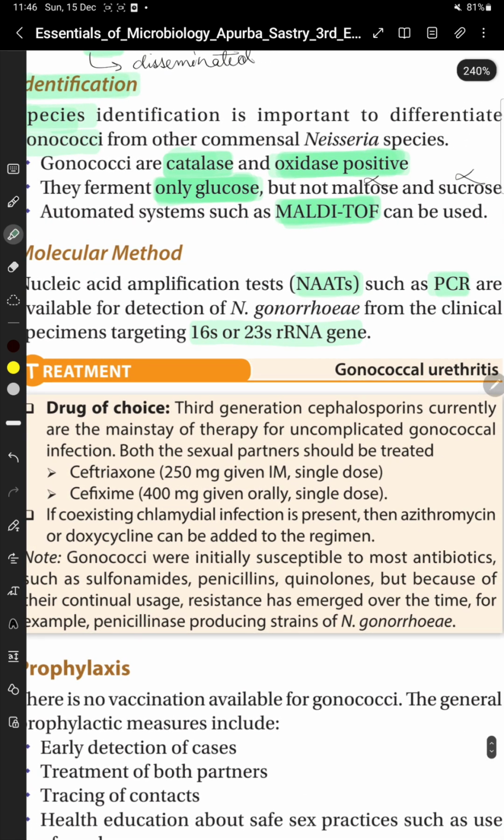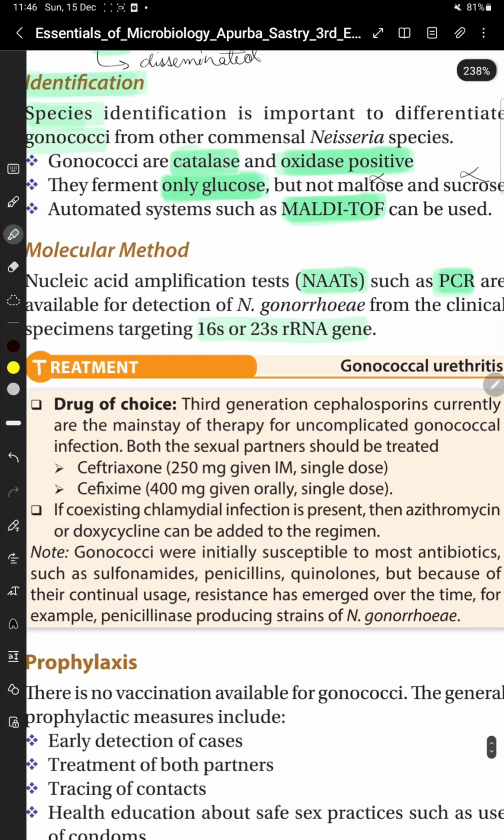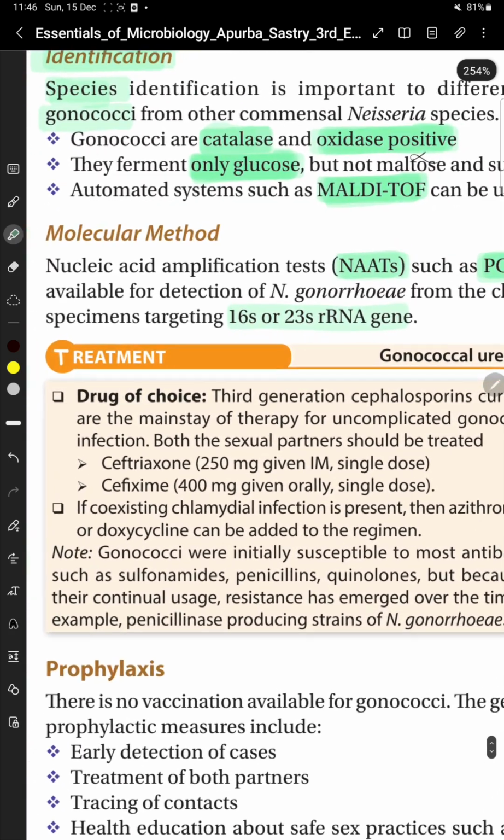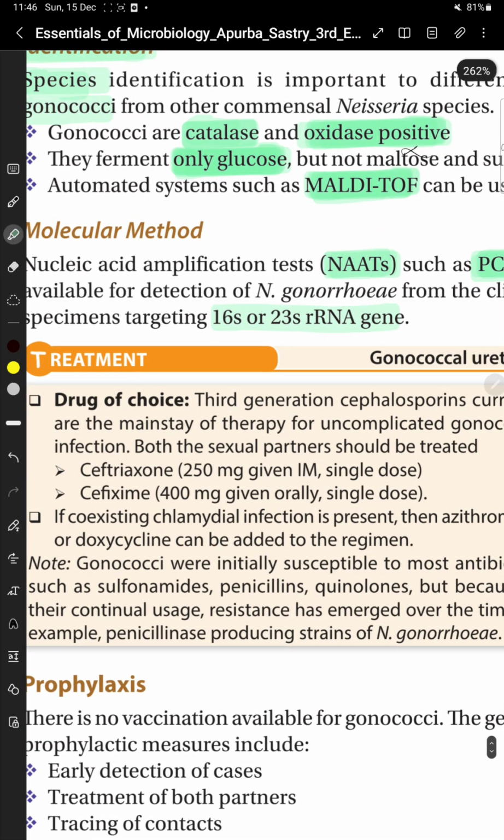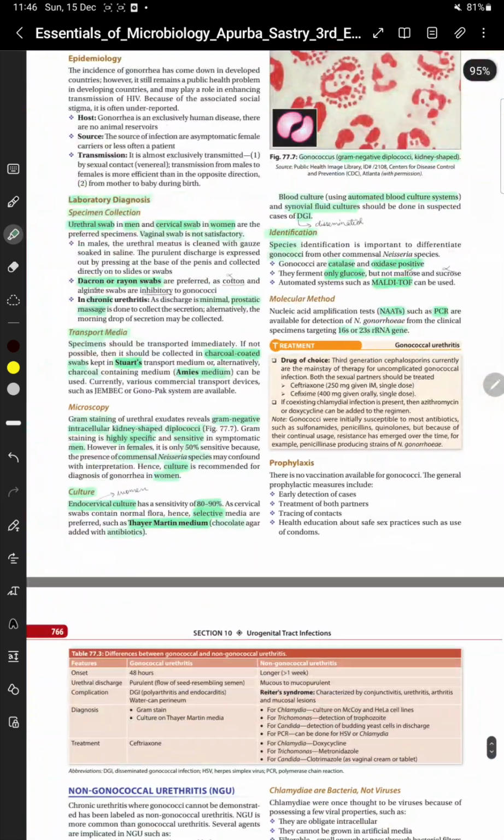In molecular methods, we have PCR, a nucleic acid amplification test, available for detecting Neisseria gonorrhoeae from clinical specimens. It targets the 16S and 23S rRNA gene.